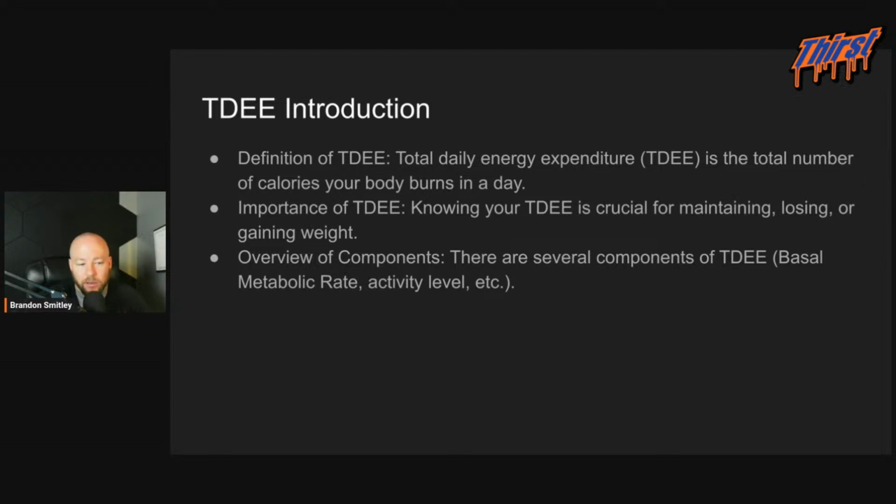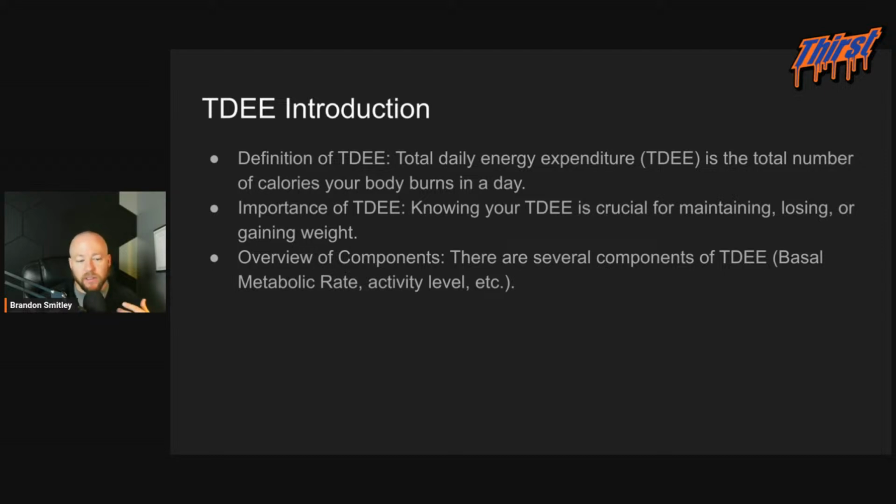So now let's talk about TDEE, or total daily energy expenditure. And this is the total number of calories your body burns in a day. So now we're going to, like we talked about, take that BMR as the base level, and now we're going to add layers on top of that to give us our total calories for the day, which is ideally what you're going to want to use to calculate how much you should eat.